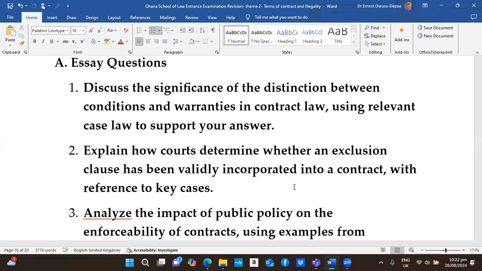Then you come to say, what is the significance? Terms are classified as condition or warranty to let us know what remedy to give, because the two terms are not of the same importance in the particular contract. So where there's a breach, the consequences are different and the remedies are different. And that is why we have the distinction. So very straightforward.